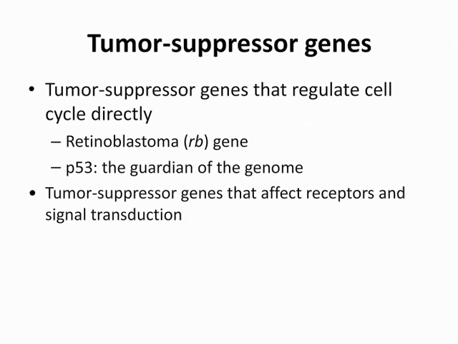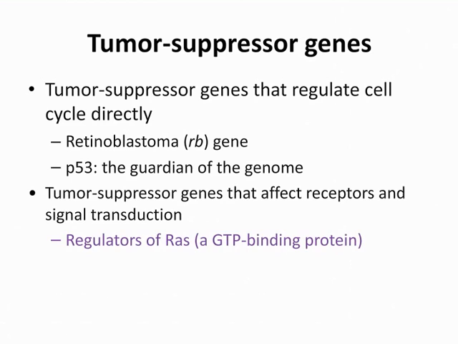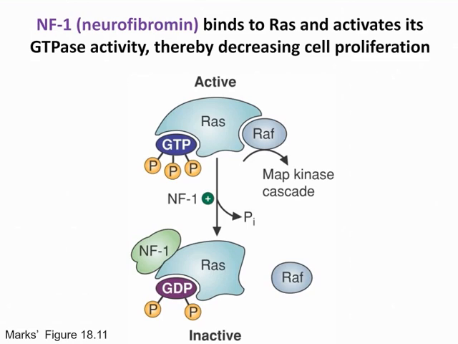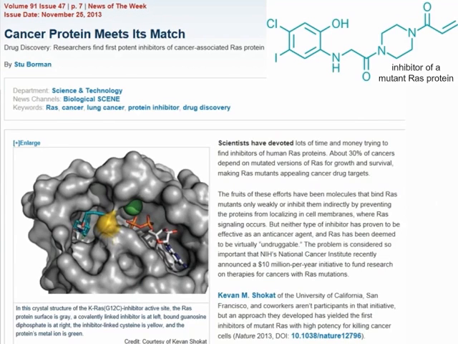So another tumor suppressor gene that affects receptors and signal transduction is the regulators of RAS. So go back a few slides to the table. NF1 appeared in the table, so definitely know NF1 is associated with RAS, and its function is basically to decrease cell proliferation. So if you look in the picture, RAS has GTPase activity, and NF1 is going to activate its GTPase activity, thereby decreasing cell proliferation. So it makes RAS inactive. So this slide is just FYI.